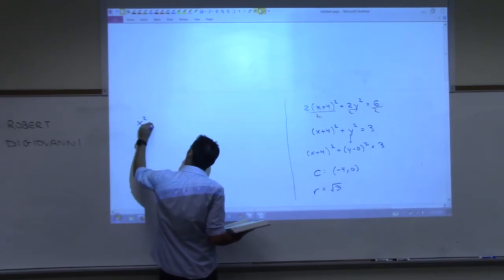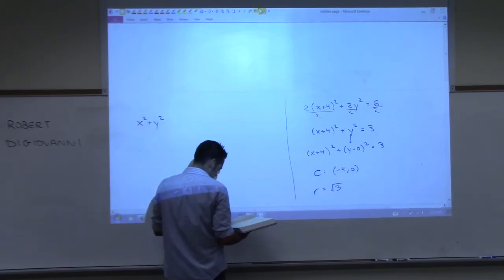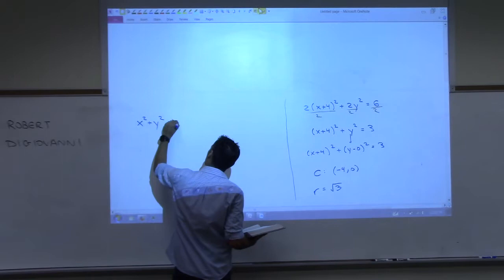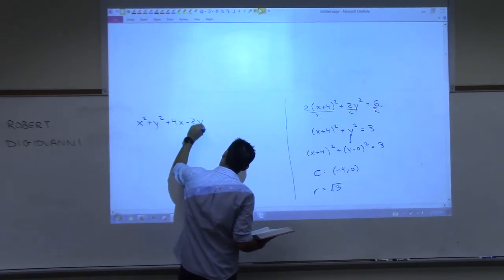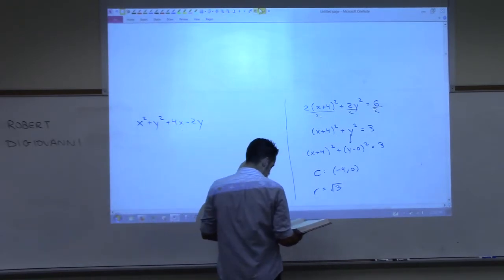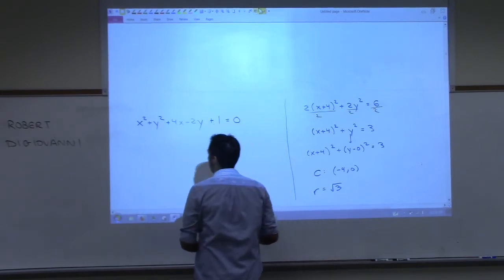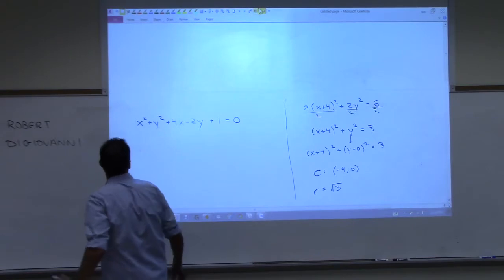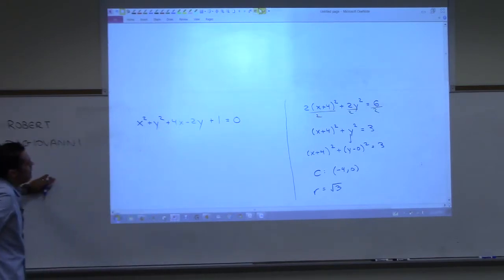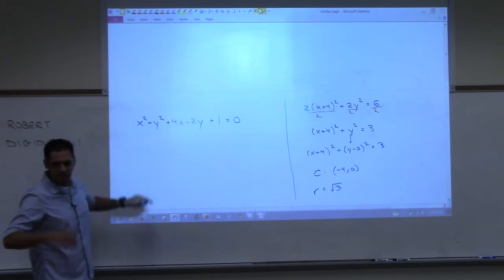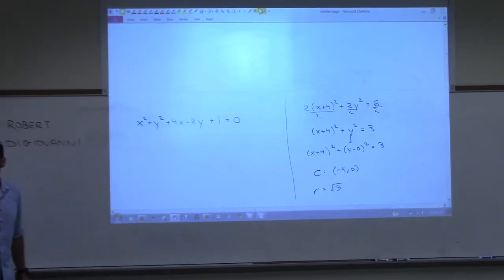x squared plus y squared plus 4x minus 2y plus 1 equals 0. Hold on a second, let me make sure. Yeah, that should work. Okay, I'm telling you that that is the equation of a circle. I would like to know what the center and the radius of this circle are.